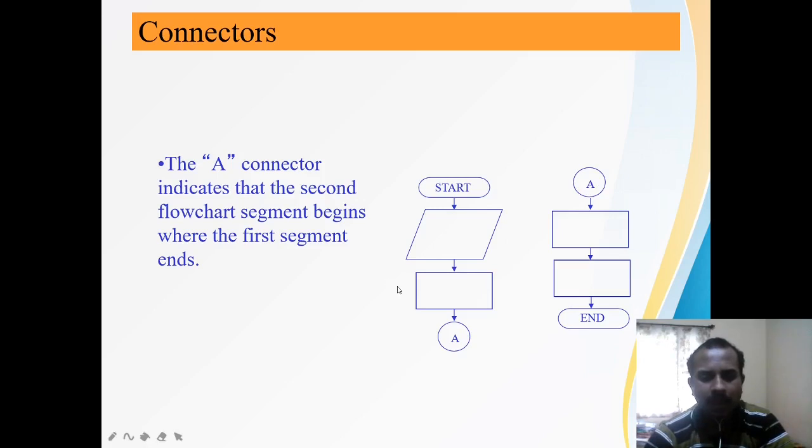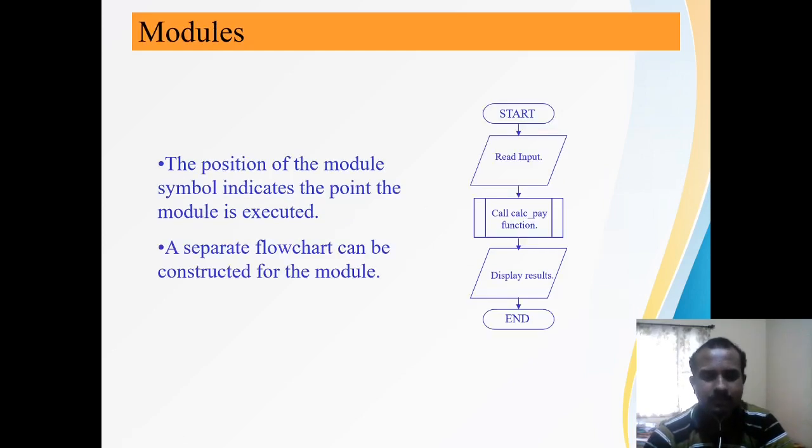Let us say that I have another part of the algorithm, which is again half stopped. Then that will be B here. Again, I am going to have another B here. Okay. So this is modules.